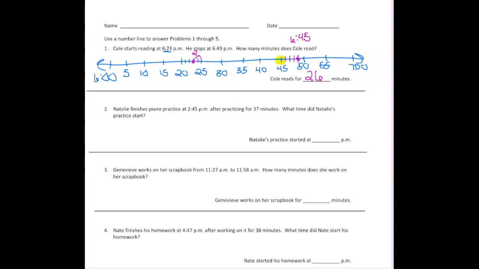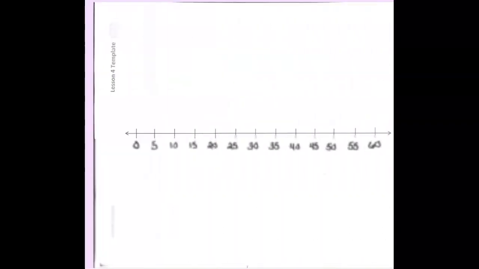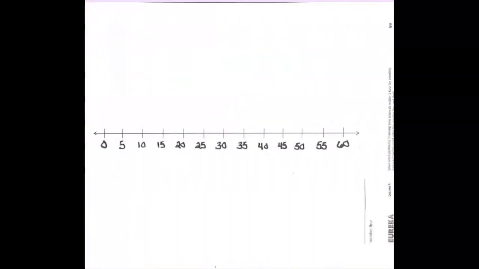Number 2, Natalie finishes piano practice at 2:45 p.m. after practicing for 37 minutes. What time did Natalie's practice start? I'm going to flip over to this number line, and if you wanted to do this on your number line template, you can write the numbers on the number line and then put it in your whiteboard protector.